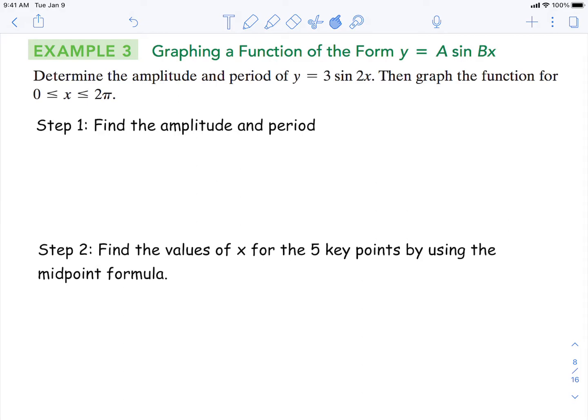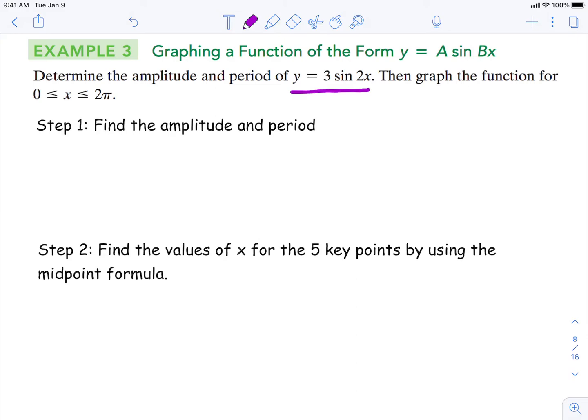All right, in a previous video, we have graphed the parent function for the sine of x. Now we're going to graph y equals 3 sine of 2x. There are a couple of transformations from its parent.